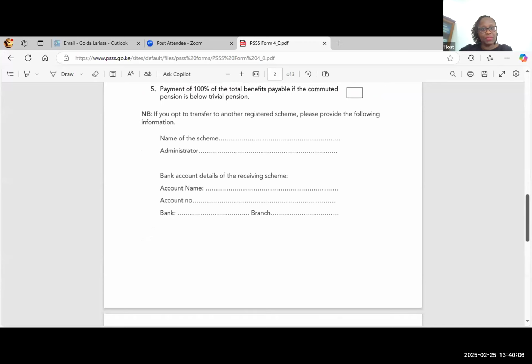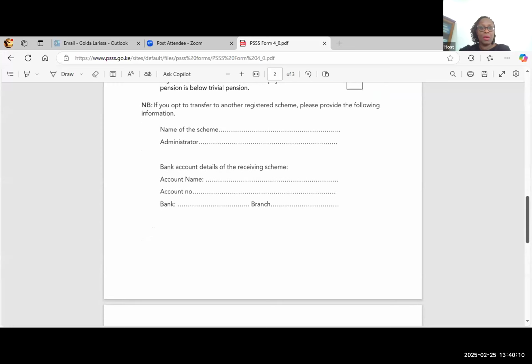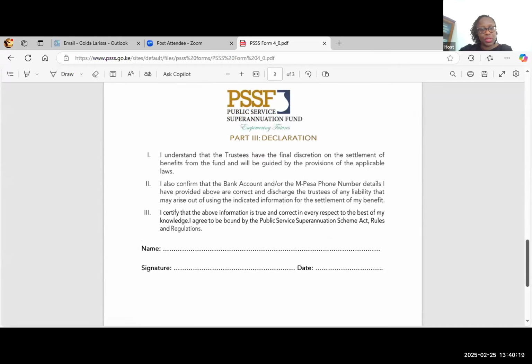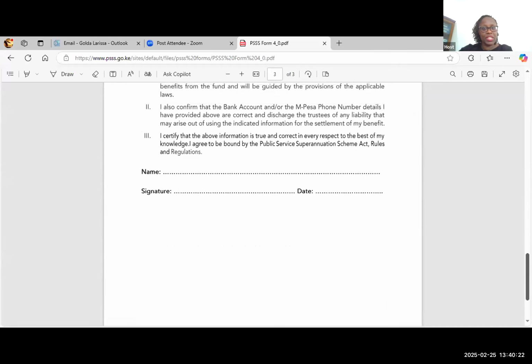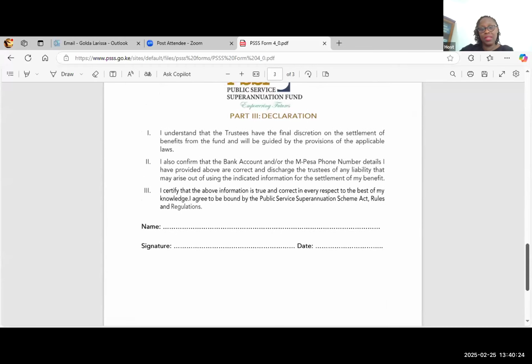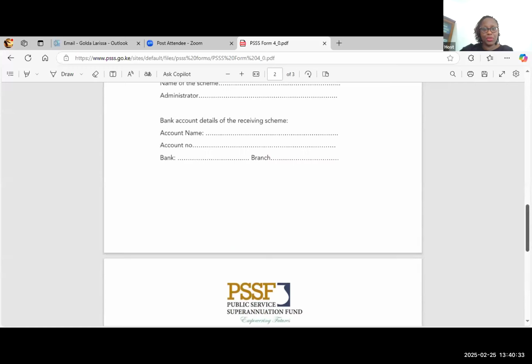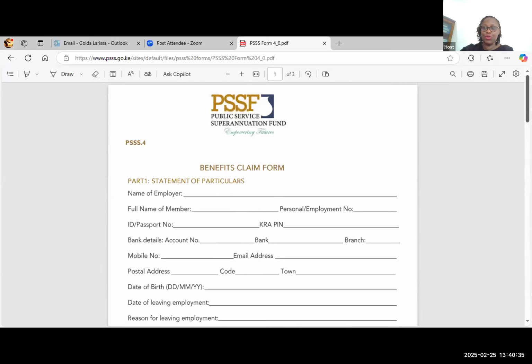Then, in case you're transferring to another scheme, you have said, yes, I've left service, or maybe you've not left service, you have changed employers, and you'd like to transfer to the scheme that employer holds, you'll need to give us these details. You can see the reason why this form goes to 3 pages is because you need to declare and take control of the information that you have given us. So this is a 3-pager form. We have given you the attachments. It becomes very easy for you to claim your benefits.